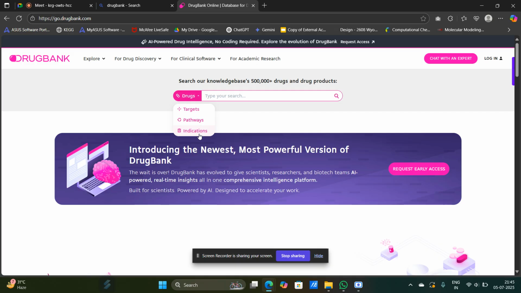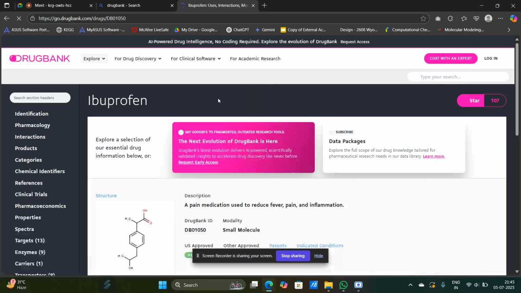So indications will basically tell you what a particular disease or health condition indicates, so that a particular drug can be administered. And have you guys heard of ibuprofen? Yeah, can you just search that here under drugs? Just search ibuprofen. Hope the spelling is correct.